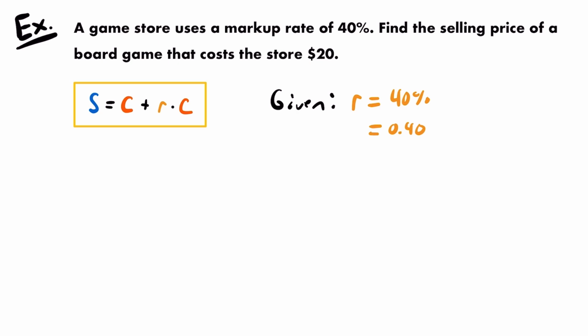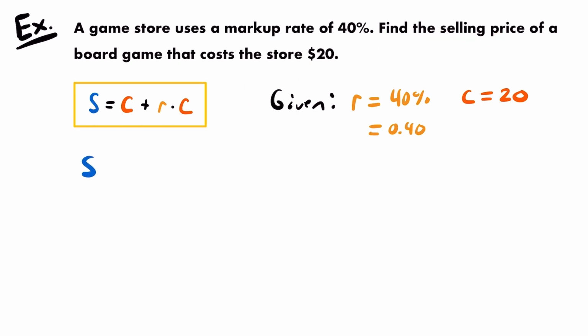But then what else do we know? Well, we want to find the selling price of the board game, so we're going to be solving for S. Then we're told that the board game costs the store $20, so that would be the cost C. We are given that C is equal to 20. Let's substitute those values in for R and C in this equation, and then we can find the selling price S of this board game.